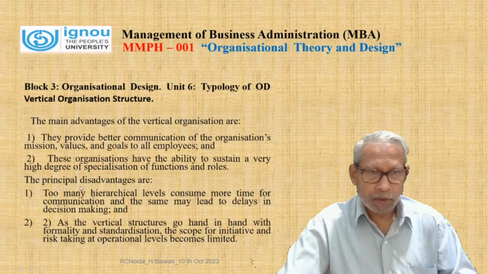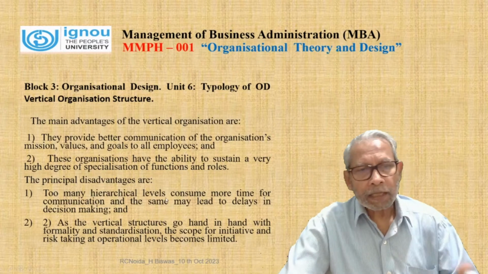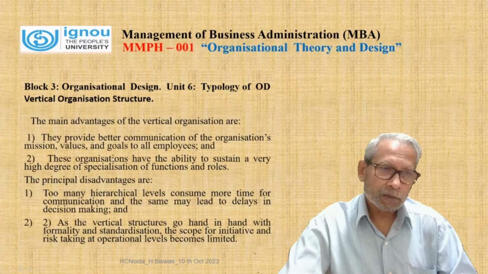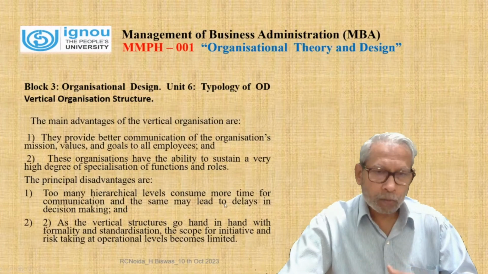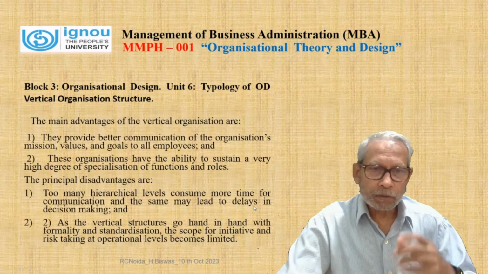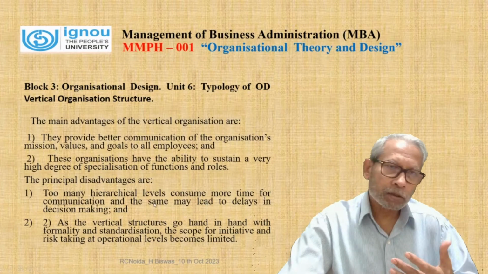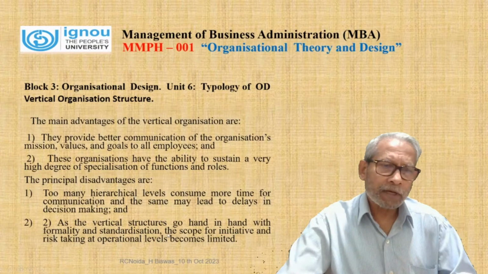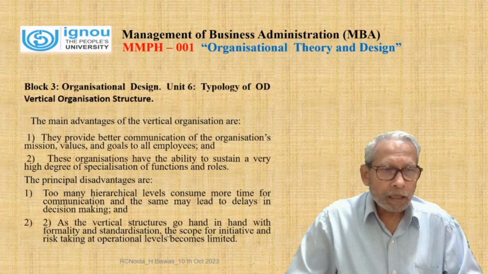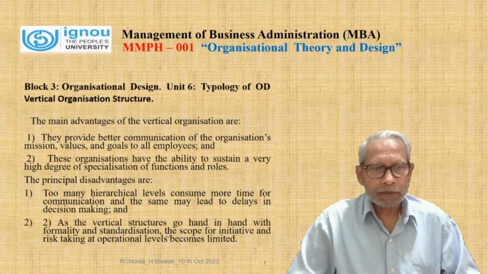Now the disadvantages, because we have seen everywhere some advantages and disadvantages. Too many hierarchical levels consume more time for communications, and this may lead to delay in decision making. So if the hierarchy level is more, time is of the essence, because more time will be taken and the decision making process will be delayed. That is the main drawback. As vertical structures go hand in hand with formality and standardization, the scope for initiative and risk taking at the operational levels becomes limited.